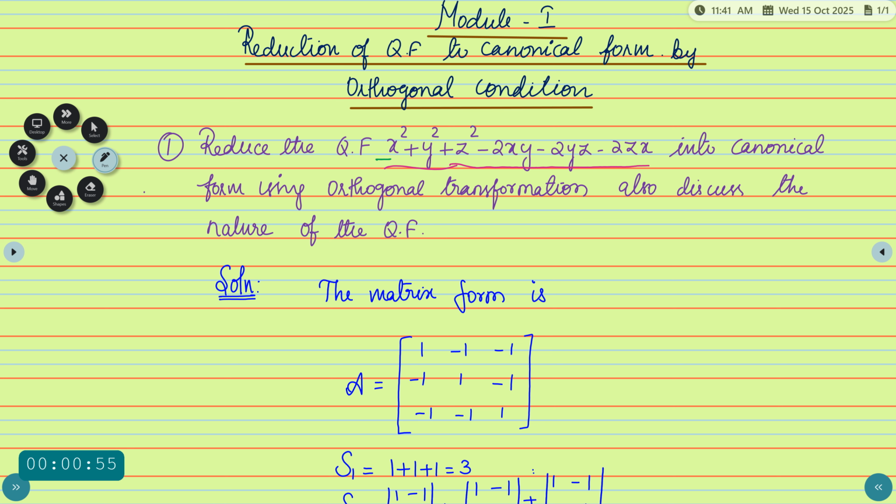First, you have to write the coefficient of x square, coefficient of y square and coefficient of z square. Next here, 1 by 2 into coefficient of xy. What is xy here? Minus 2. So, coefficient of xy is 1 by 2 into minus 2. We are getting minus 1. Similarly here, 1 by 2 into coefficient of xz. What is xz? Minus 2. 1 by 2 into minus 2, we are cancelling this. We are getting minus 1. Similarly, we find out the matrix.